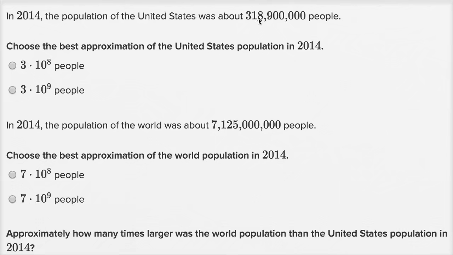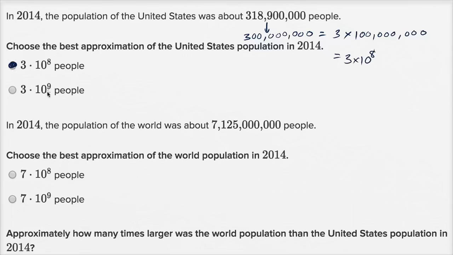So which one's closer? If I were to round this to the nearest 100 million, this would go to 300 million. And 300 million is 3 times 100 million. So this is the same thing as 3 times 100 million. And 100 million has 8 zeros, so this is the same thing as 3 times 10 to the 8th power, which they have right over here.